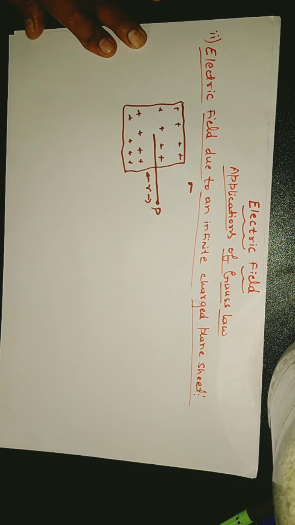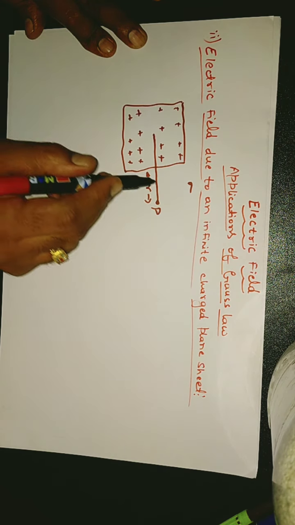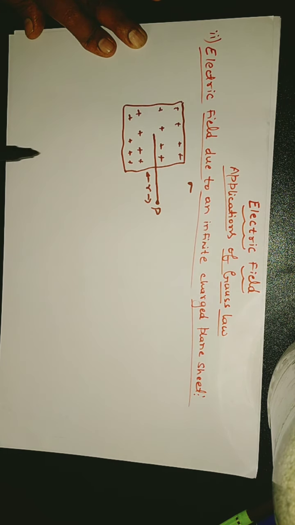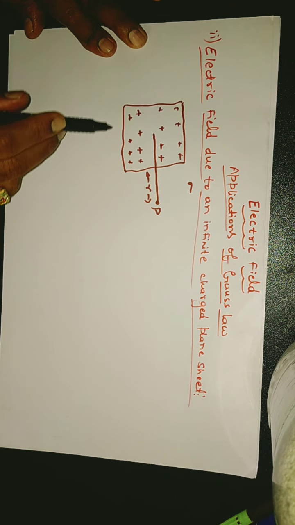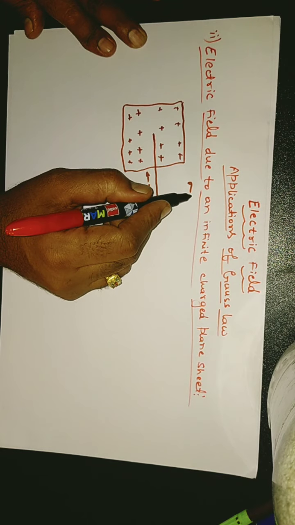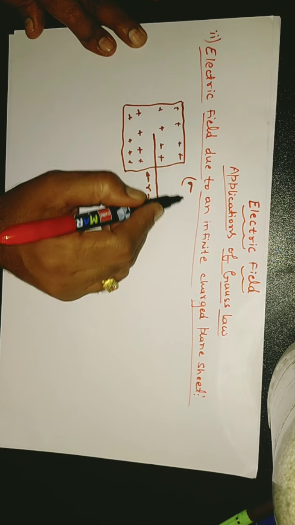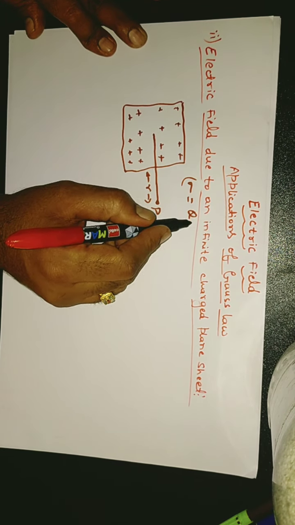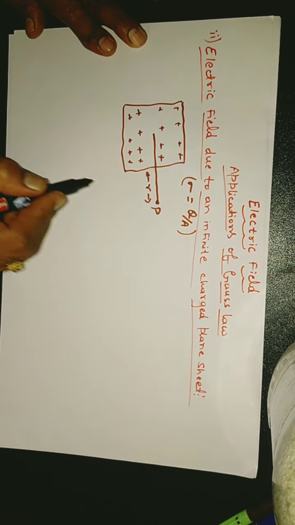If you remember, while discussing continuous charge distribution, we had learnt about three types of charge densities: linear charge density, surface charge density, and volume charge density. So this is a plane sheet, hence we will consider surface charge density, wherein the charges will be distributed over the surface of the sheet. The surface density is sigma, and you must be remembering that sigma is given by charge by area.